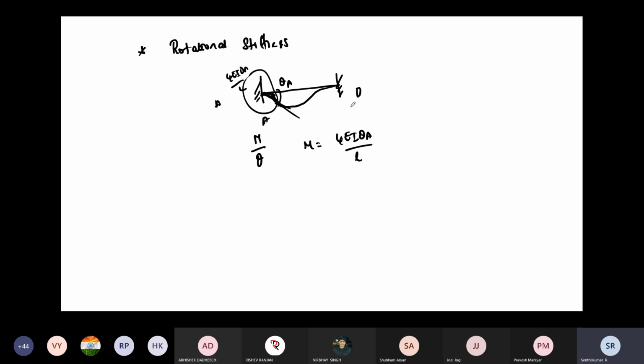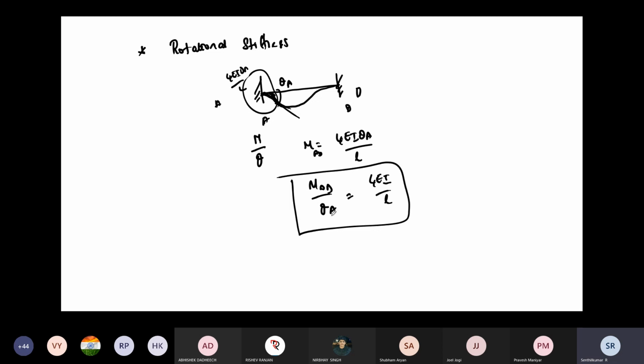This member AB, MAB is developing 4EI theta A by L. So if I want to find the rotation stiffness at the joint for AB, what I have to put? MAB by theta A, that will be equal to 4EI by L. So what is my rotation stiffness? To produce unit rotation at the joint here, how much moment is required? That is 4EI by L. That is your rotational stiffness, KAB.